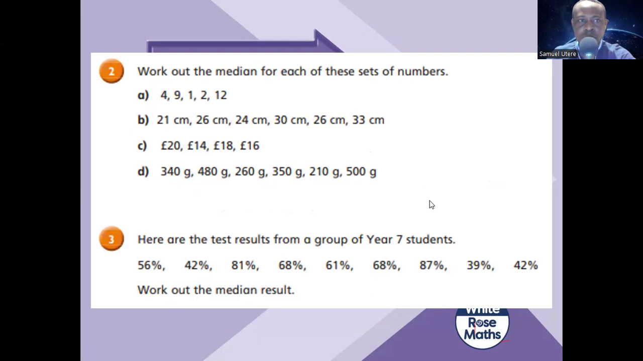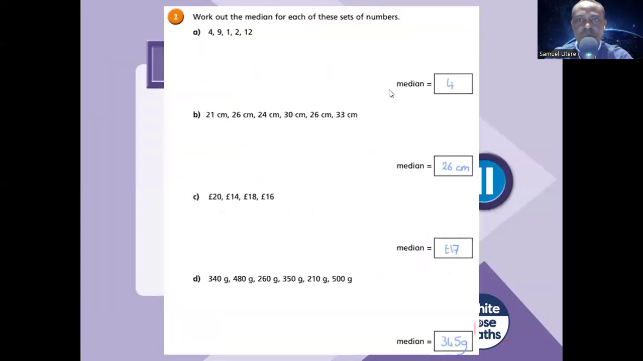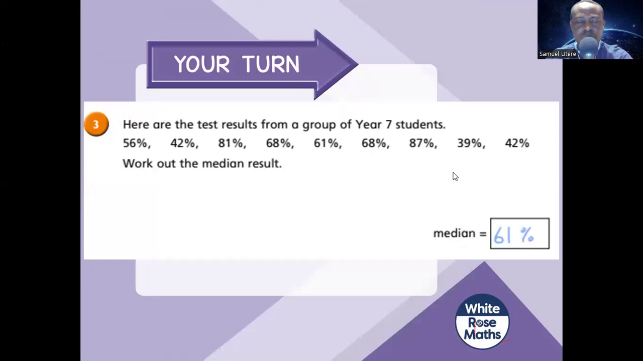Assuming you've paused the video and you've worked through questions 2 and 3, here are the answers. Here is question 2. Here are the answers. By now, you should know that to find the median, you're going to have to order the numbers or the set of data from lowest to highest. Here are the answers to question 3. Here is the answer to question 3. You're told to work out the median result.